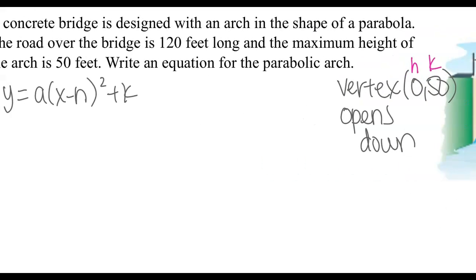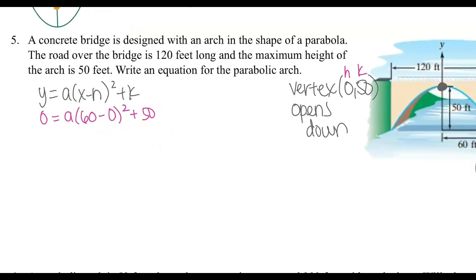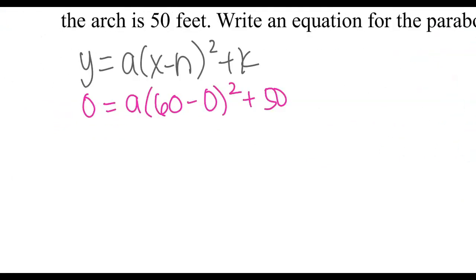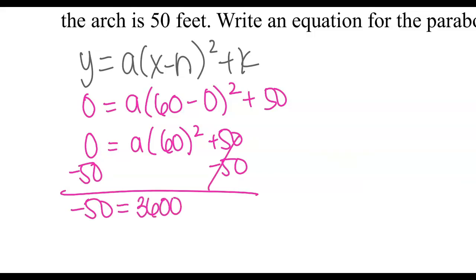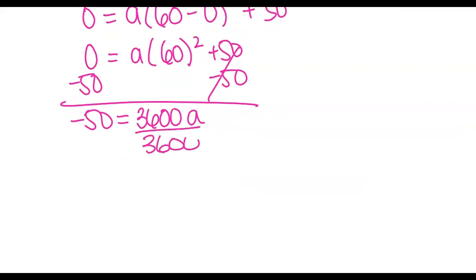So over here to the side, let me plug in what I have. My y value is going to be 0 equals a times x minus h squared plus k. Double check that your numbers match with mine. H and k, x and y. Perfect. This looks good. I'm going to go ahead and simplify. 0 is going to equal a 60 squared plus 50. We'll subtract 50 on each side. We're solving for a. So negative 50 will equal 3600 a. And then once we do that, we're just going to divide both sides by 3600.